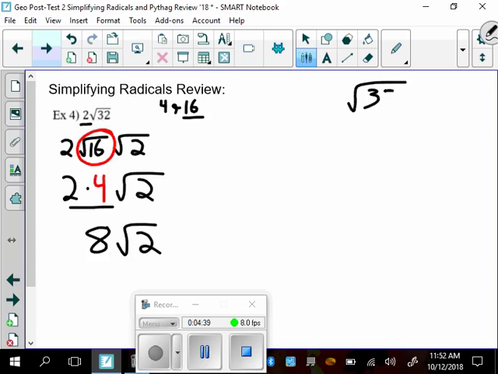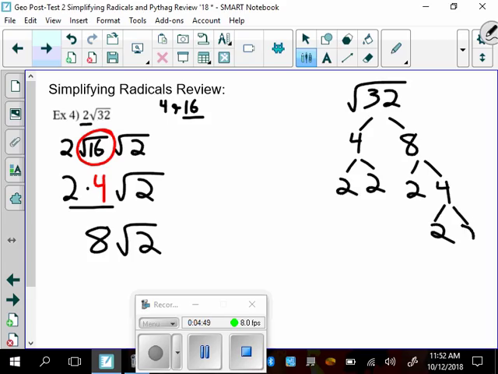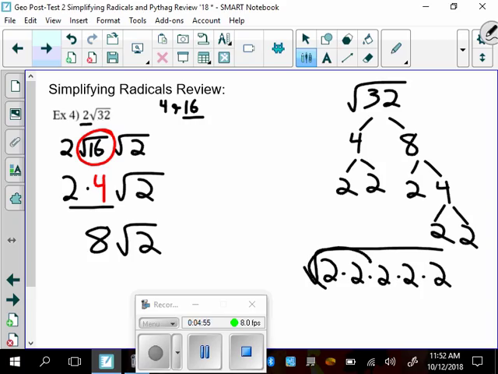If you're using the factoring method, you might have picked 4 and 8. You could break this down to 2 and 2, 2 and 4, 2 and 2. So we have 5 2s. One pair breaks out, another pair breaks out, and we multiply them.